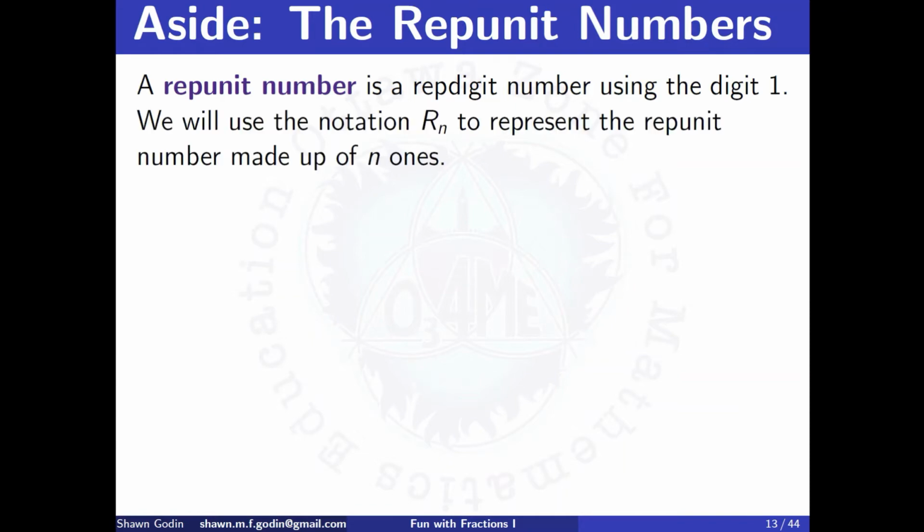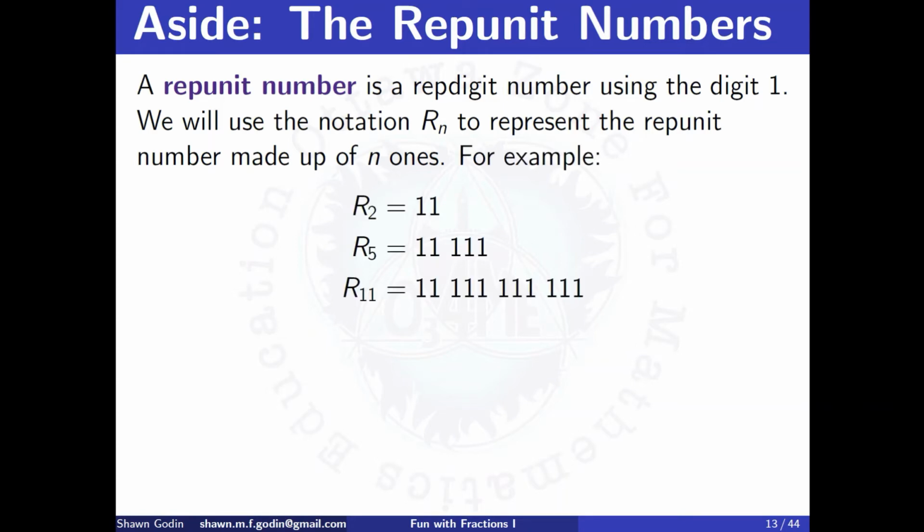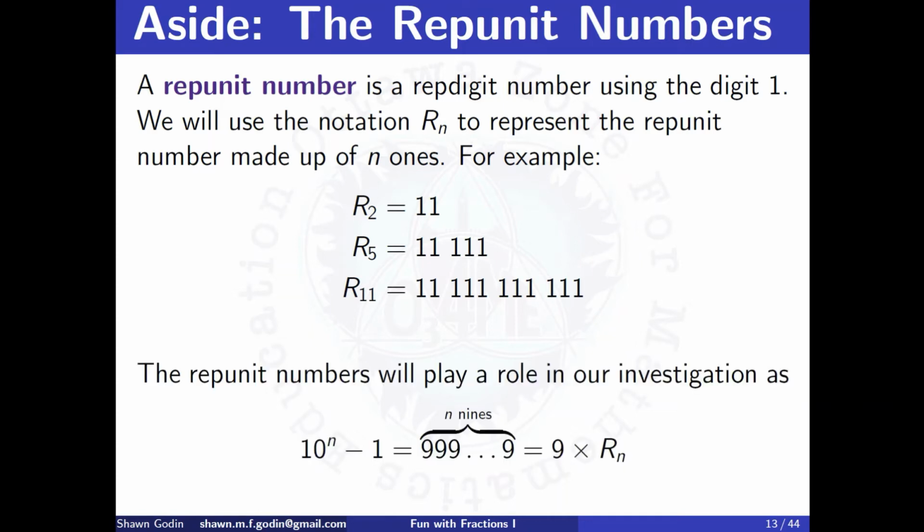So we're going to use the notation R sub n to represent the rep unit number made up of n ones. So a couple examples. R2 has 2 ones, R5 has 5 ones, and so on. And these are going to become important because we saw the denominators in our fractions for periodic decimals turned out to be that 9999, which is a rep digit number, which we can actually write as 9 times a rep unit number. And we're going to be interested in looking at some features of the rep unit numbers to tell us about some repeating decimals.